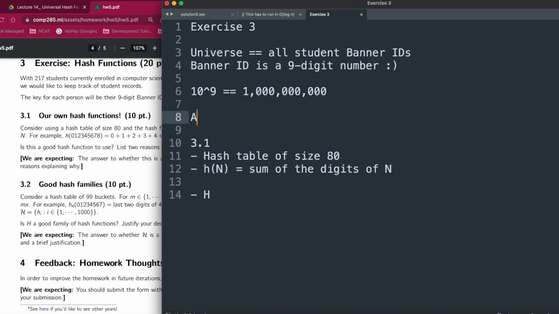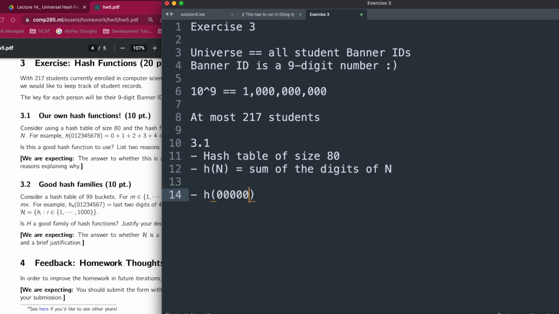However, we do know that there are at most 217 students. So we're really only going to be hashing 217 into this hash table of size 80, which means we expect there to be around 2 or 3 elements per bucket. All right. But anyway, we're given a hash function, which is h of n, which is equal to the sum of the digits of n. And we're given a few examples.